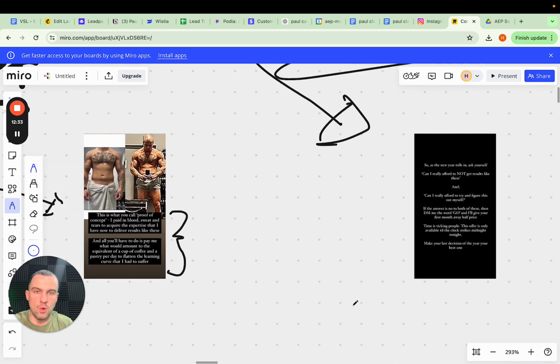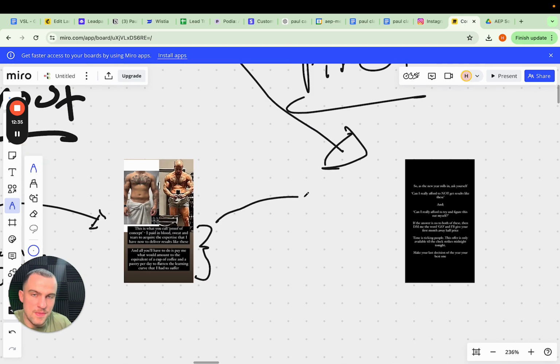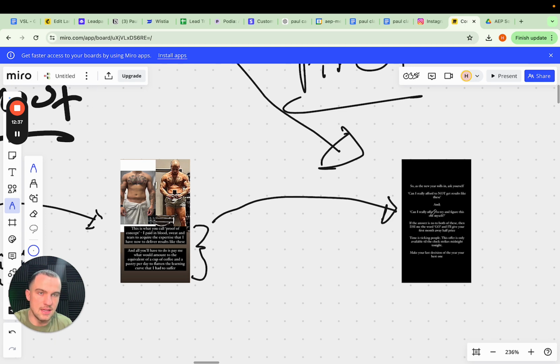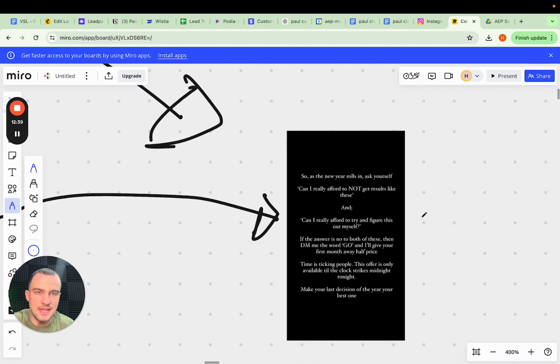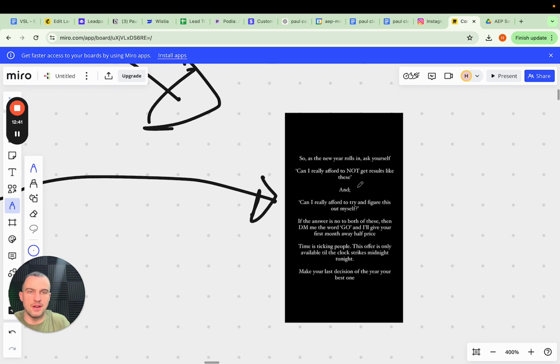Okay, now, what I want to do is I need to get people from there to here, as I already said. So, as the new year rolls in, ask yourself, can I really afford not to get results like these? And can I really afford to try and figure this out myself? If the answer is no to both of these, then DM me the word go and I'll give you first month away half price. Time is ticking, people. This offer is only available till the clock strikes midnight tonight, and make your last decision of the year your best one.